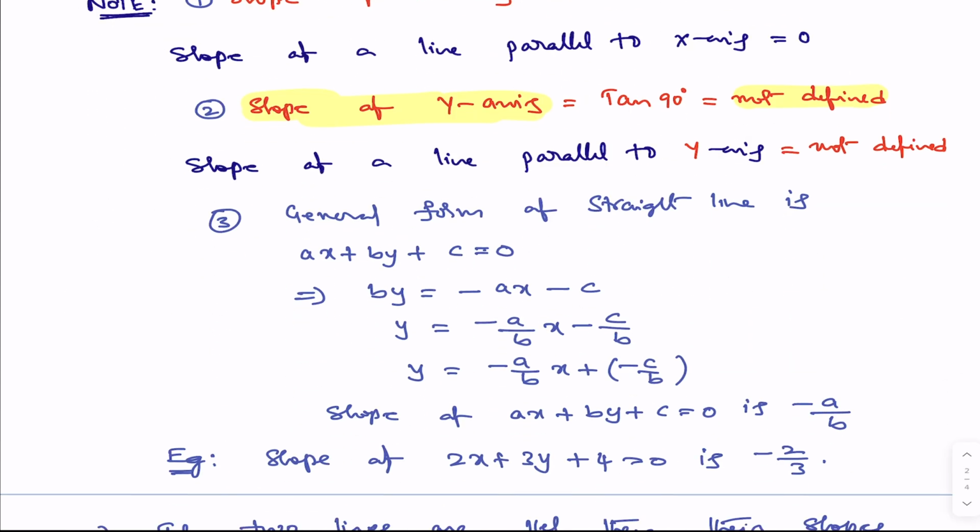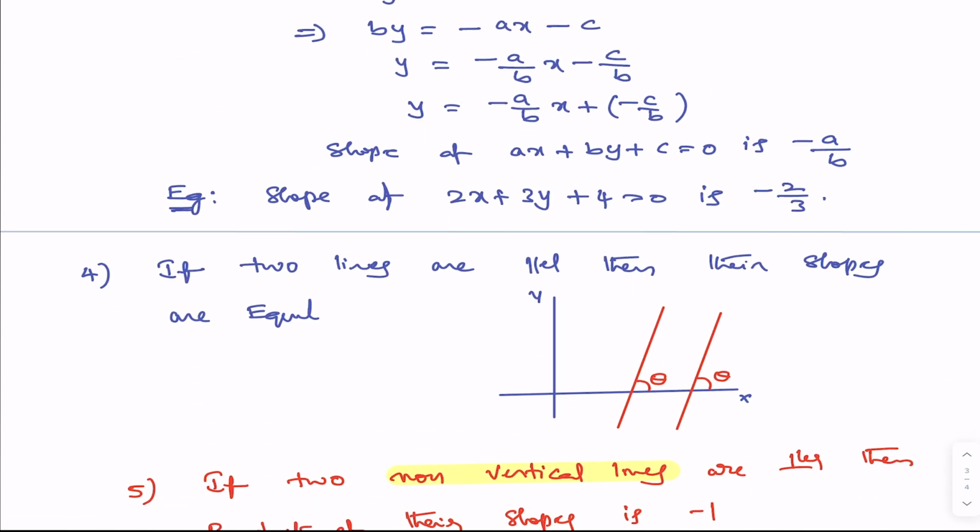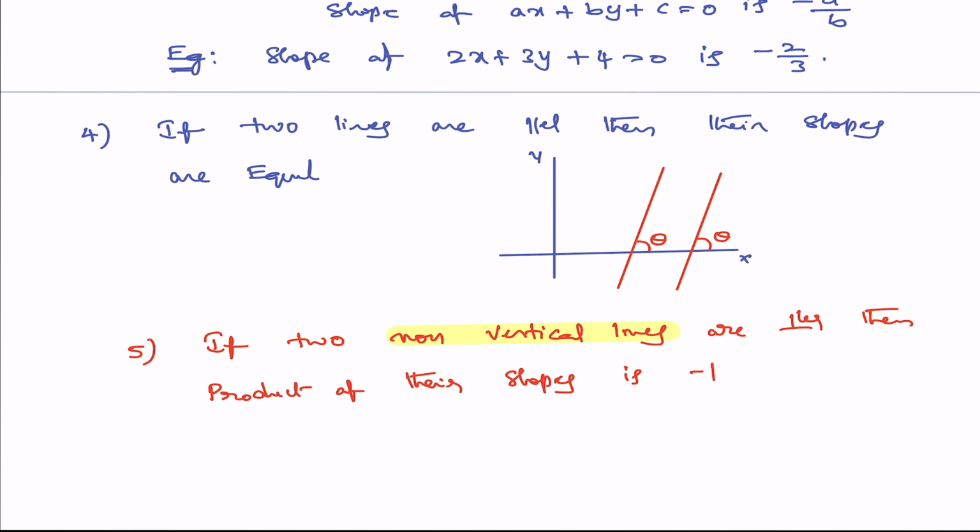If a line is in its general form, like x plus y plus 1 equal to 0, what is its slope? -1. If two lines are parallel, then their slopes are equal. If two lines are perpendicular, the product of their slopes is -1. Here one mistake is there in this statement. If the line is vertical, this formula doesn't work. If two non-vertical lines are perpendicular, then the product of their slopes is -1.